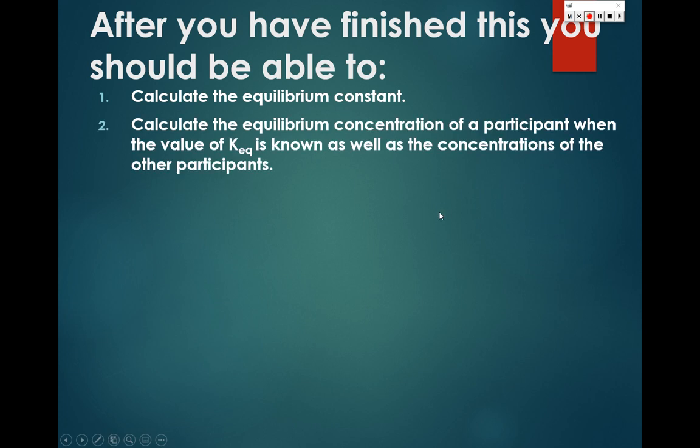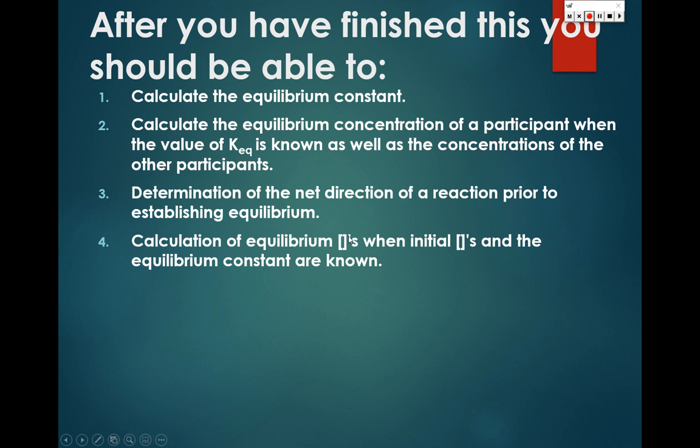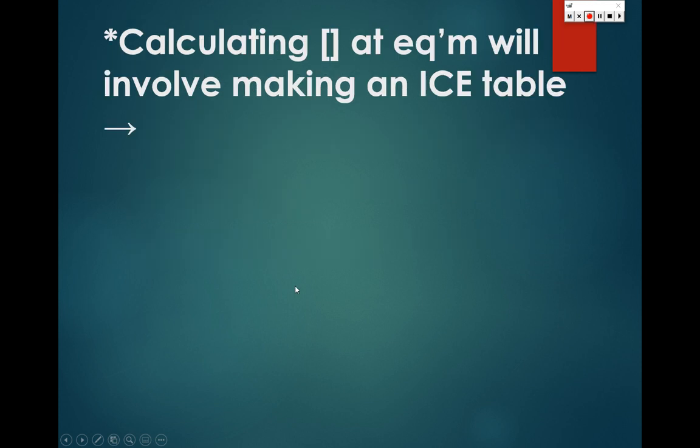You're going to be able to calculate equilibrium concentrations of a substance when you know the KEQ as well as other concentrations. You're going to be able to, after we do problem number 4, figure out, based on the math, is the system at equilibrium or is it favoring the right or left side? Again, based on the numbers. And you're going to calculate equilibrium concentrations when you have initial concentrations and you know the equilibrium constant. Okay, so a lot's going on here.